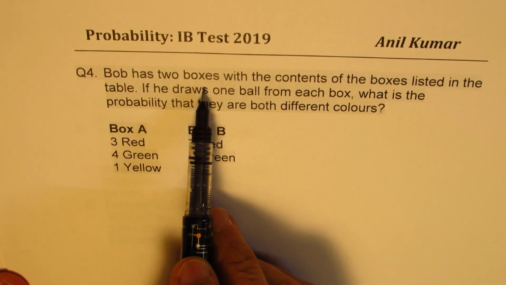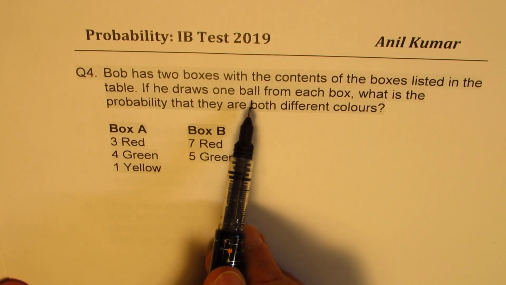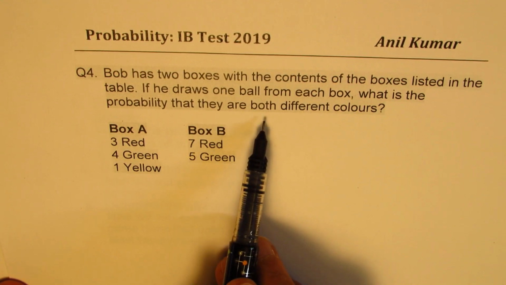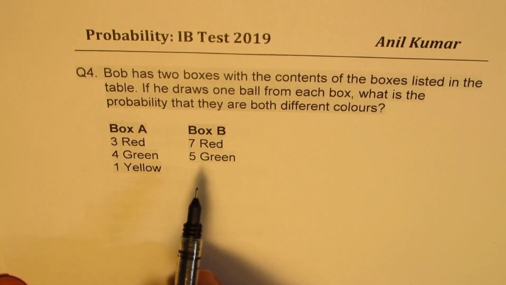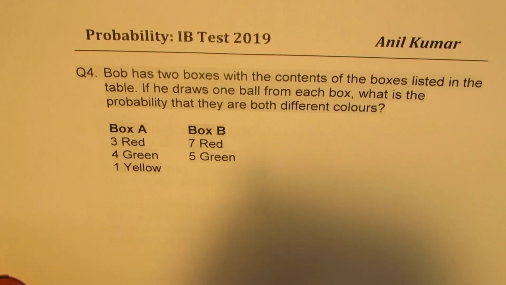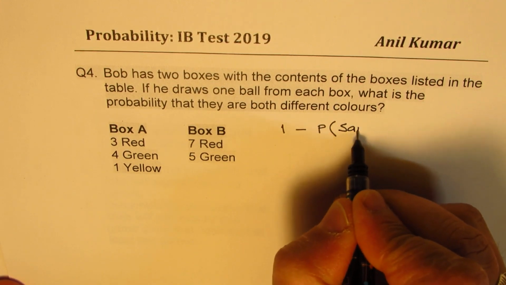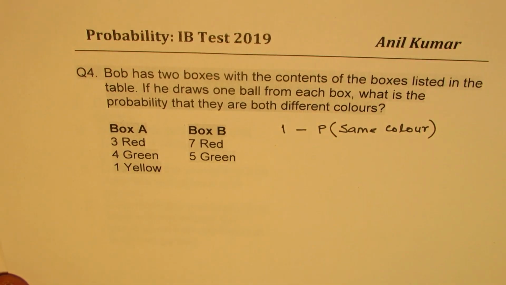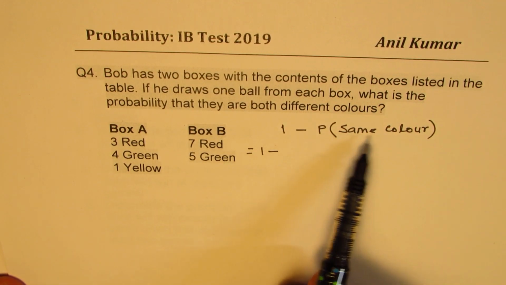Bob has 2 boxes with the contents of the boxes listed in the table. If he draws 1 ball from each box, what is the probability that they are both different colors? We don't want same colors, correct? We want different colors. So again, we'll use the complement as we used in the previous question. That concept is very important. So we can say 1 minus probability of same color. Perfect. So that is what we are looking for. Or 1 minus. Now what is the probability of getting the same color?